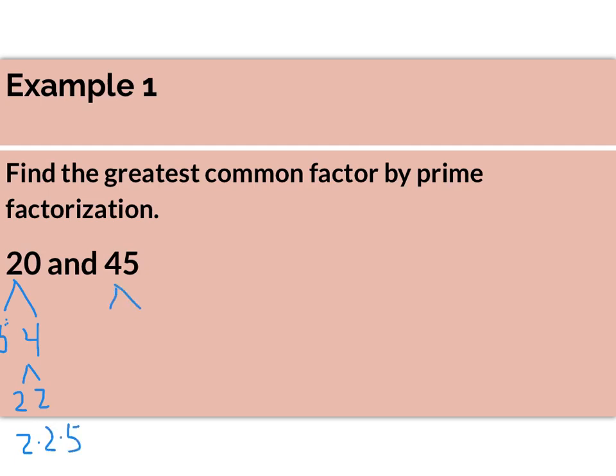And let's do 45. 45 is 5 times 9. But 5 is prime, but 9 is not. So now let's find the prime numbers that make up 9. So 3 and 3. Both are prime numbers, so we're done with 45. So the factors of 45 are 3 times 3 times 5. And so as we can see, if we compare the numbers, the only number that we have in common is 5. So the greatest common factor is 5.